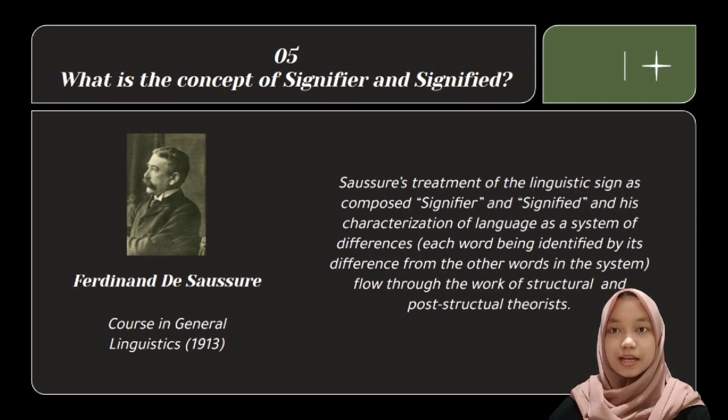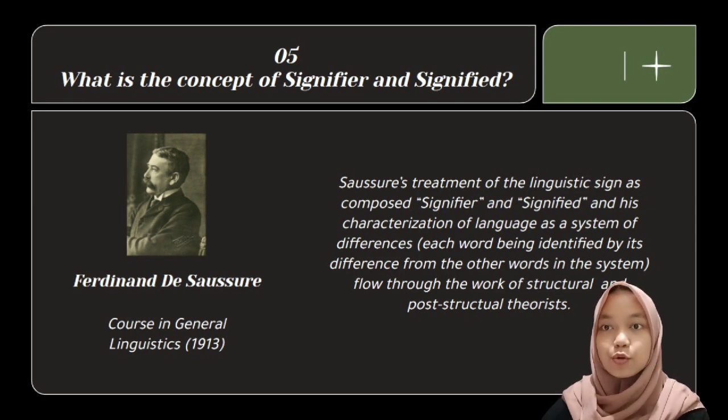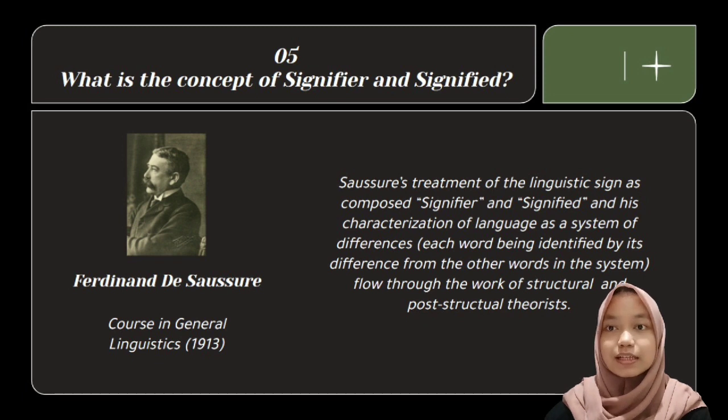So the next material is explained by me, Nurul Azizatul Khusnah, with ID number 1195030171. The next material is the concept of signifier and signified. So, as a linguist, Saussure's Course in General Linguistics was published posthumously in 1916 through notes written by his students at the University of Geneva from 1906 until 1911.